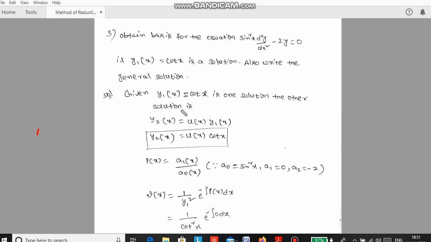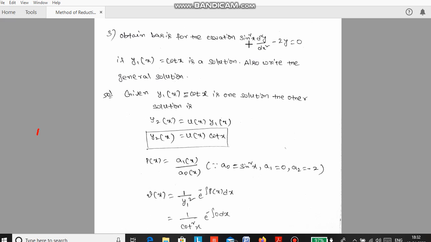So given y1 of x is equal to cot x is one solution. The other solution, the formula is y2 of x is equal to u of x into y1 of x. So y2 of x is equal to u of x into cot x, as we know the value of y1 of x. Now we have to find the value of p of x first. So p of x is equal to a1 of x by a naught of x.